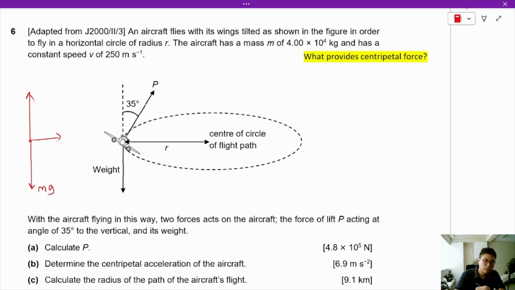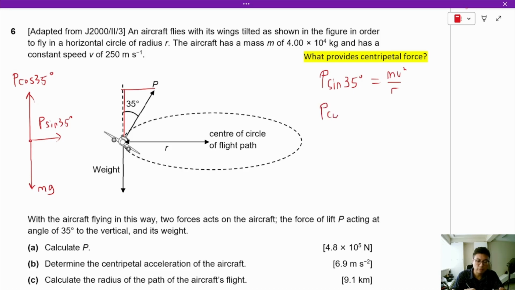So looking at this trigonometry, this will be P cosine 35 and this will be P sine 35. Now, if we answer the question, what provides centripetal force, then P sine 35 is the one that provides centripetal force, mv squared over r. And what about P cosine 35? So P cosine 35 balances the weight. So now we have these two equations, we can start doing the question.